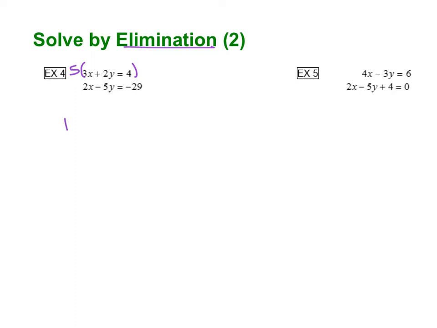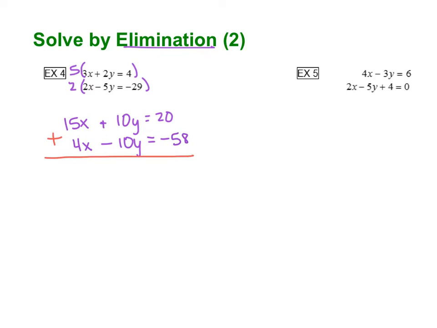So I have 15x plus 10y equals 20. Now this bottom equation is at a negative 5, and I want to get that up to a negative 10, so I'm going to multiply everything by 2. So it's going to give me 4x minus 10y equals negative 58. Okay, now we did the prep work, so our equations are ready to add together.